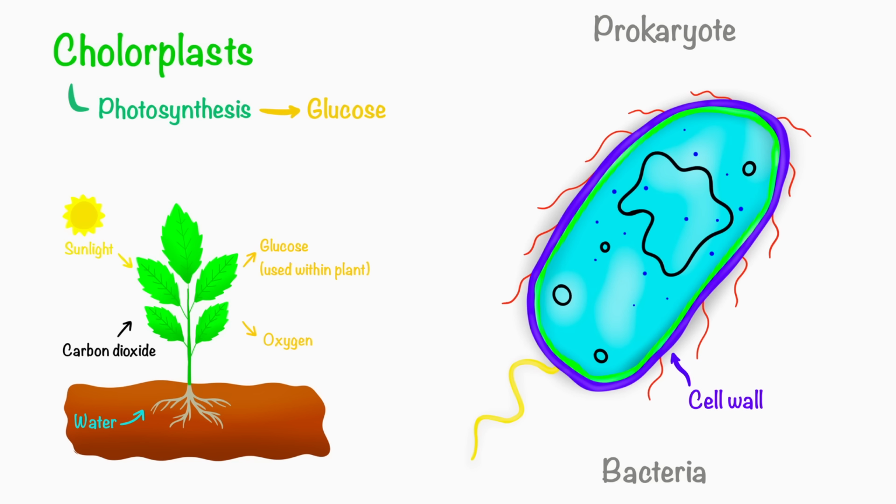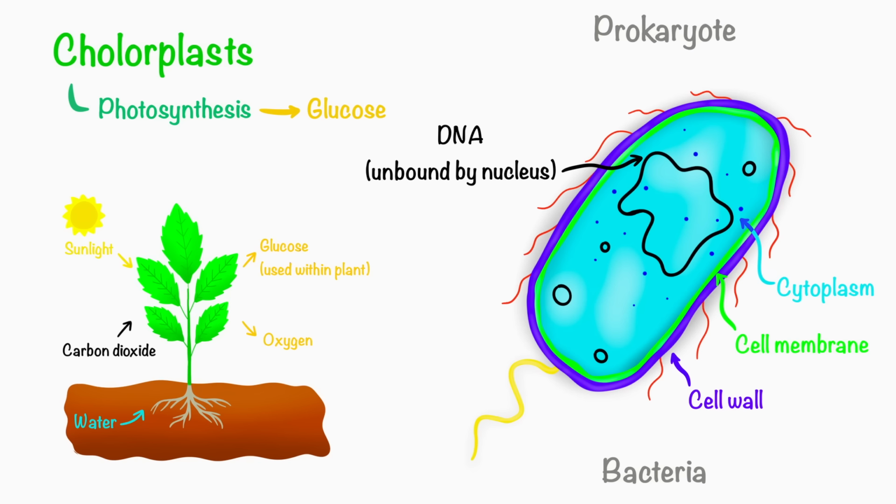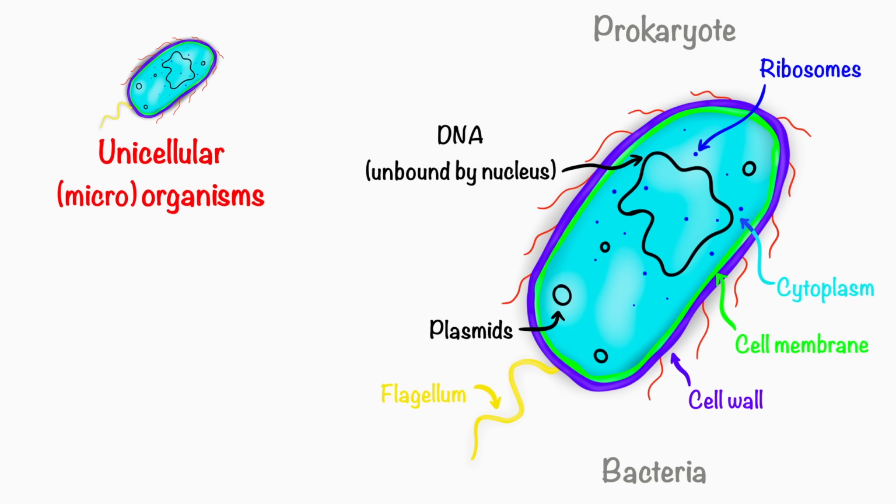Now let's move on to bacteria, a prokaryotic organism which shares many of the components found in eukaryotic cells, such as a cell wall, a cell membrane, cytoplasm, DNA unbound by a nucleus, and ribosomes. However, it has additional features such as plasmids and a flagellum. As mentioned earlier, bacteria are unicellular microorganisms.